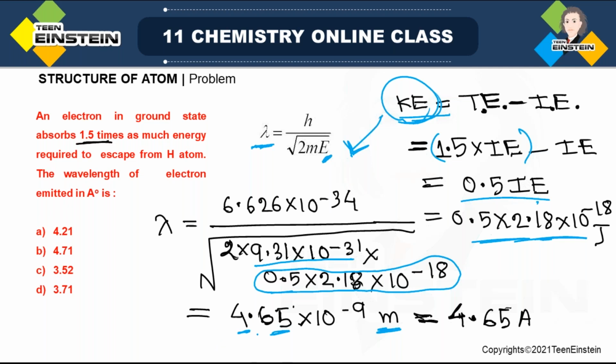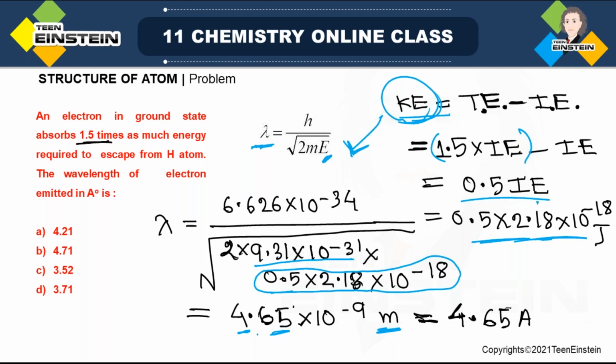Suppose it is 4.7, 4.68, like it may vary, but you just have to check which option is close to this value. If it is not directly matching, that is also fine, but the closest one you have to take as the correct option. Now it is in meter unit, you have to convert it to angstrom.